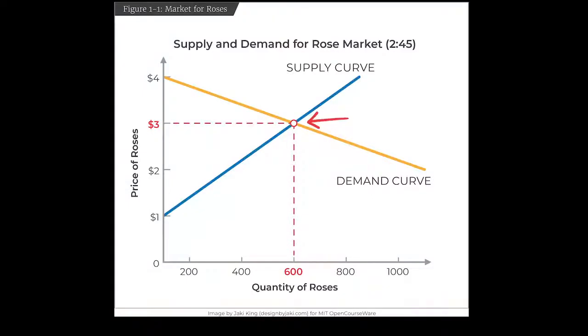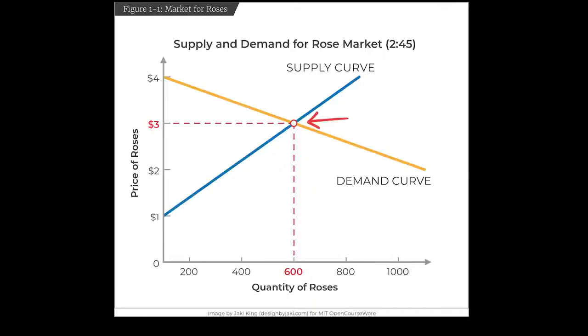Therefore, we assume it is downward sloping. At higher prices, people want less of the good. And we'll derive where that comes from shortly, starting next lecture. But for now, I think it's pretty intuitive that if the price of roses is higher, people want fewer of them. And that's why it's downward sloping. Okay? As the price of roses goes up, people want fewer roses.